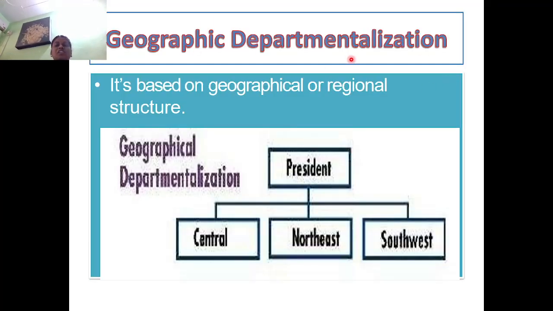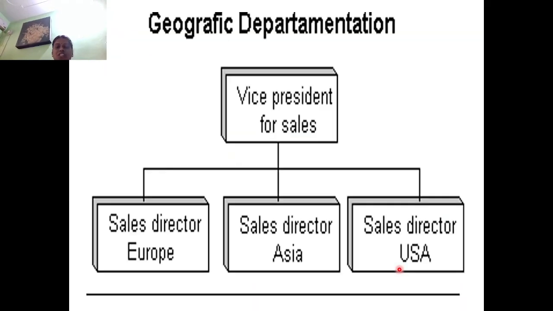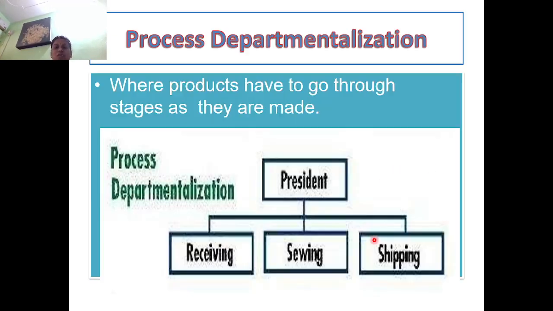Next, geographical departmentalization. It is based on geographical or regional structure. It divides like how the railways are: president, central, northeast, and southeast. Under the vice president for sales in geographical departmentalization, you have sales for Europe separately, Asia separately, and the USA separately. That is called geographical, worldwide.